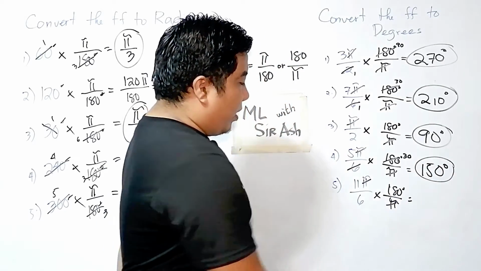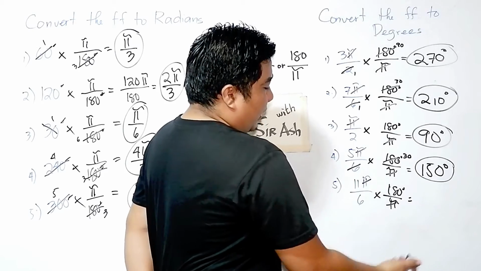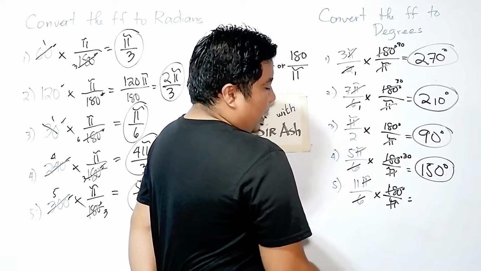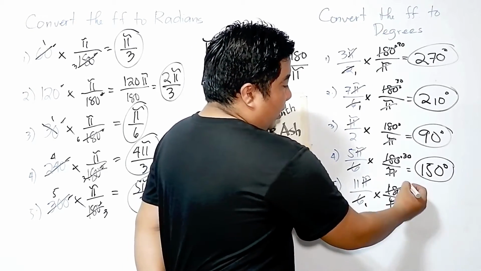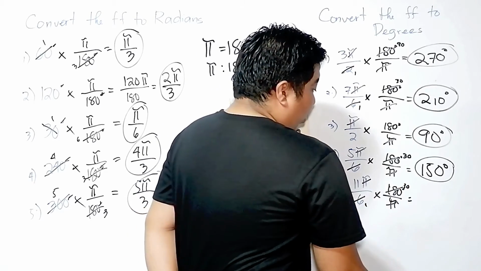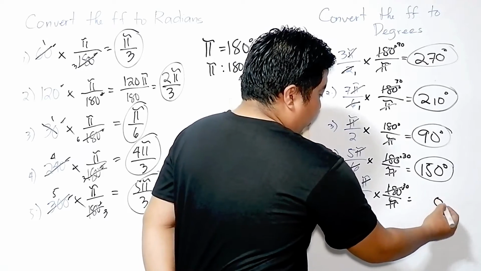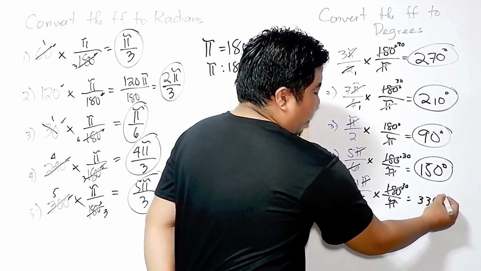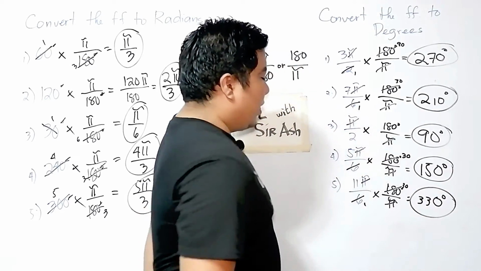And finally, we have here 180 times 11 over 6. So we can use the cancellation. This will become 1. This will become 30 again. So 30 times 11, and that will give us 330 degrees.